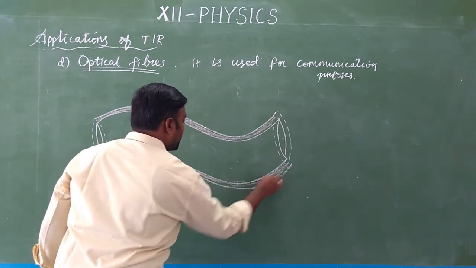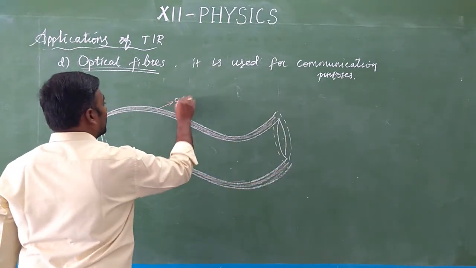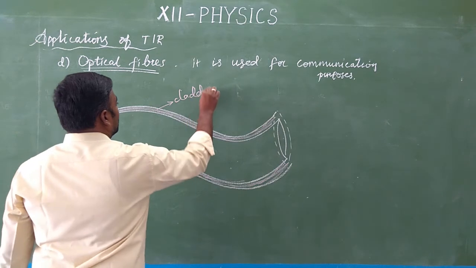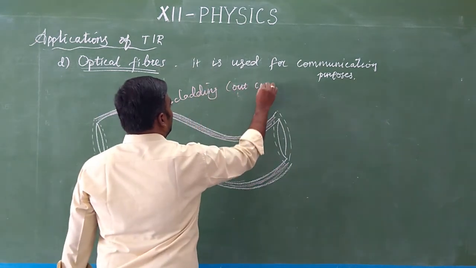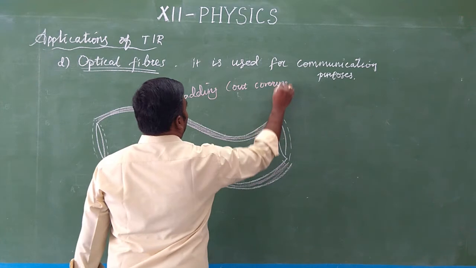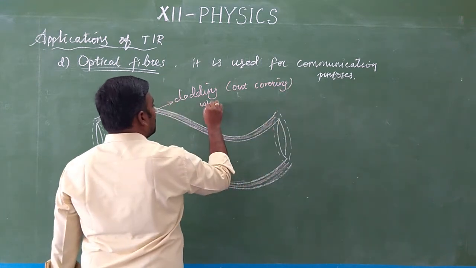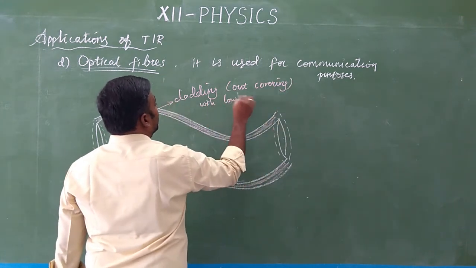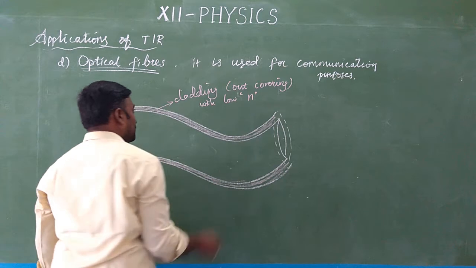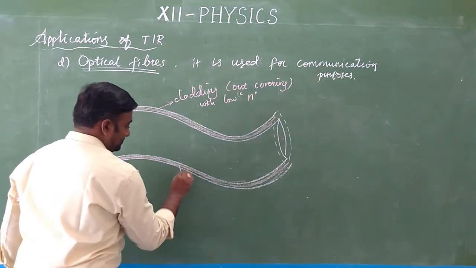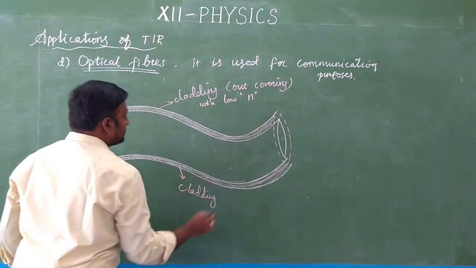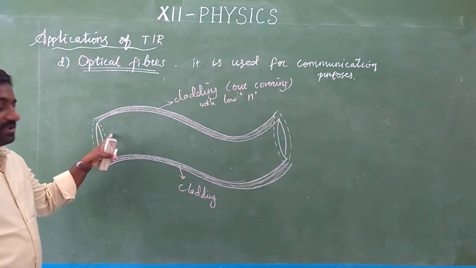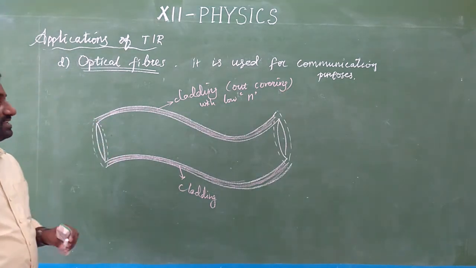This outer covering is called cladding. A cladding is an outer covering with a low refractive index. This is also cladding. So we can say that the main optical fiber is surrounded by cladding on either side.